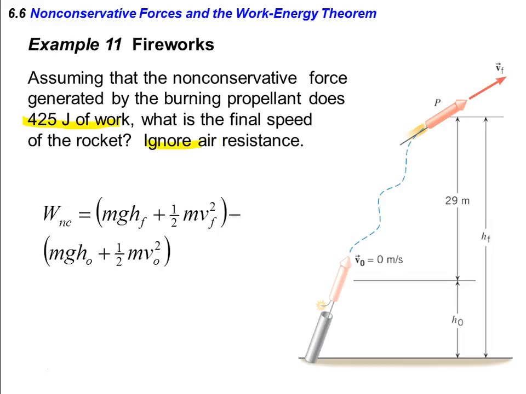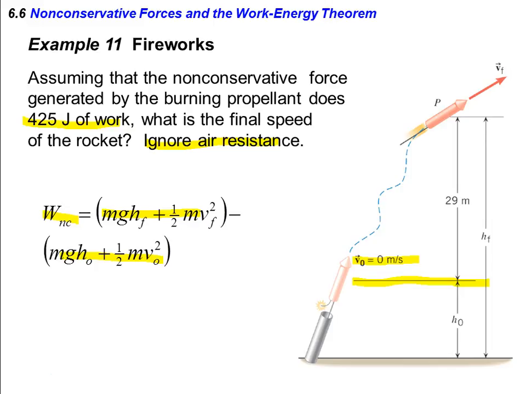Now, we're going to ignore the non-conservative force of air resistance, but we are going to look at the non-conservative force of the burning propellant. So we use the formula that the non-conservative work is our change in energy, so our final energy minus our initial energy. And looking at this diagram, what types of energy do we have? Well, at the starting point, our speed is zero, so we're at rest. We're also going to say that that is our initial height. So there's some potential energy there with that initial height.